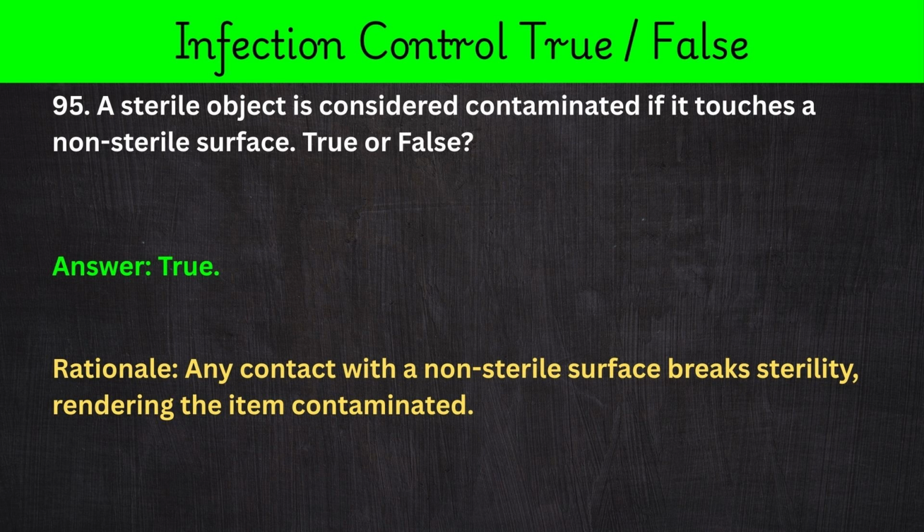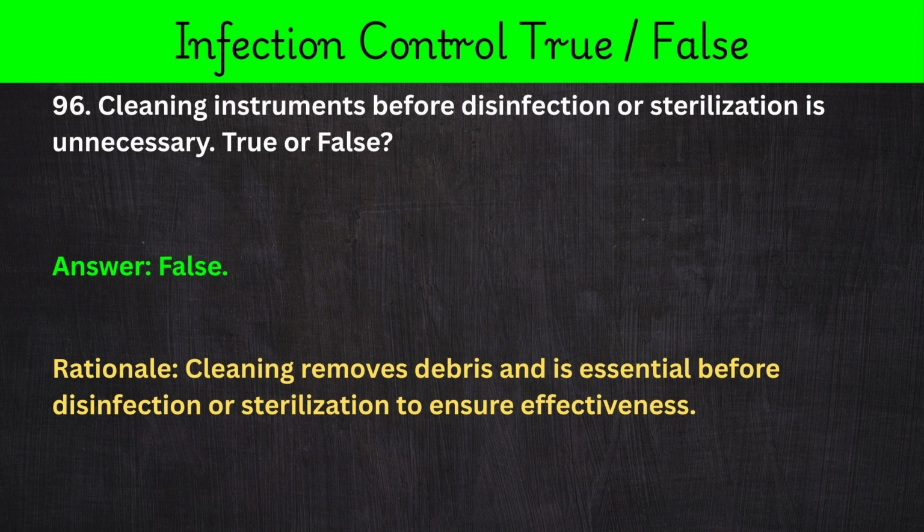95. A sterile object is considered contaminated if it touches a non-sterile surface. True or false? Answer: true. Rationale: any contact with a non-sterile surface breaks sterility, rendering the item contaminated. 96. Cleaning instruments before disinfection or sterilization is unnecessary. True or false? Answer: false. Rationale: cleaning removes debris and is essential before disinfection or sterilization to ensure effectiveness.